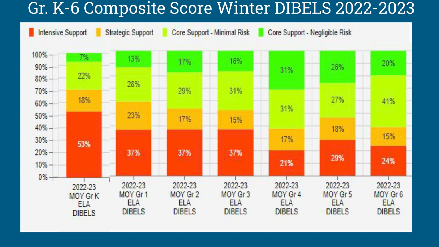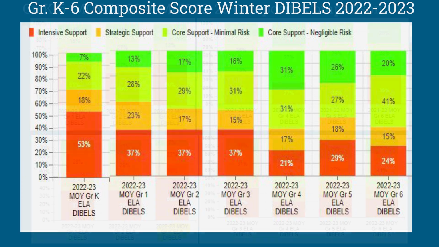So again, this is the winter DIBELS data. At kindergarten, we're roughly 29% of the students being on level or above level for the winter, and they gave this assessment in December. So DIBELS was given before Christmas break. In first grade, we're about 41% of the students being on level, 46% in second, 47% in third, and we have a really big jump in fourth grade, 62% of the students are on or above level for DIBELS, 53% in fifth grade, and 61% in sixth grade.